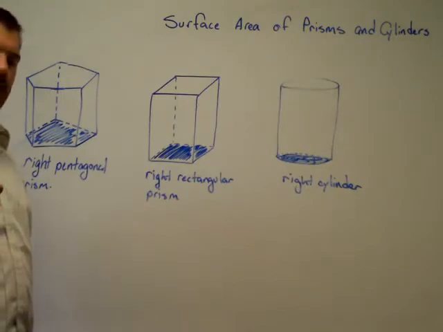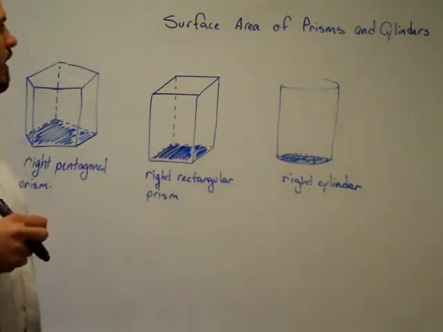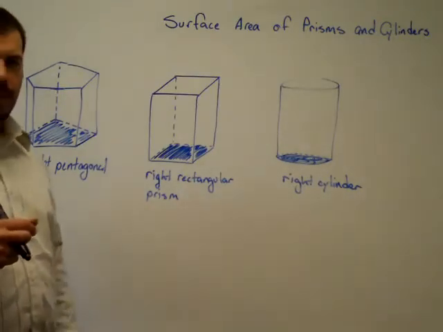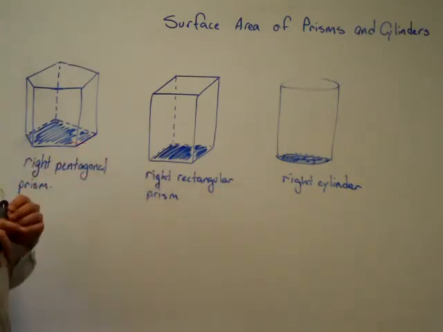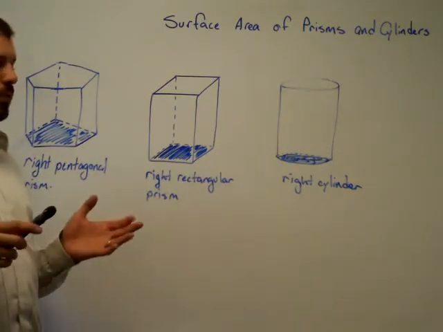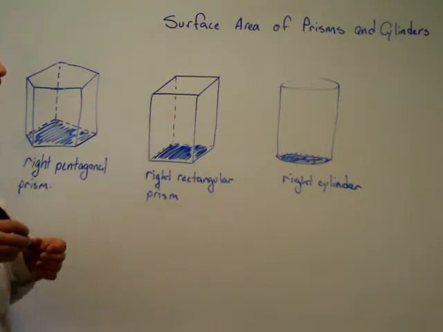In this video, we're going to look at how to find the surface area of prisms and cylinders. In order to do this, we need to know some terms related to prisms and cylinders and what it means to be a prism or a cylinder.